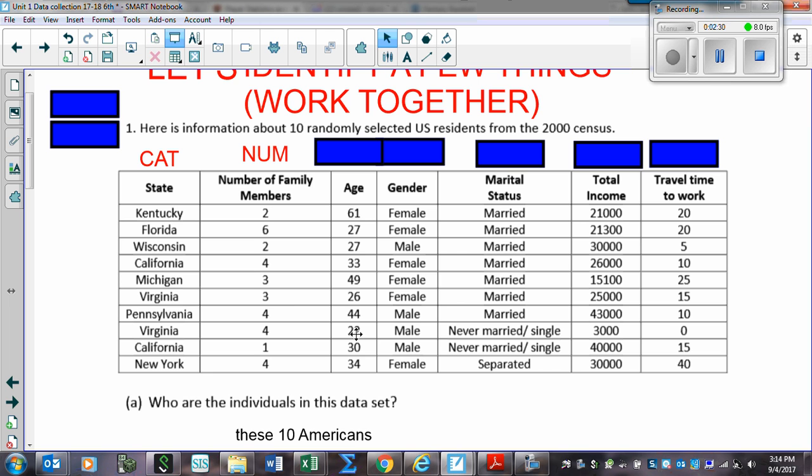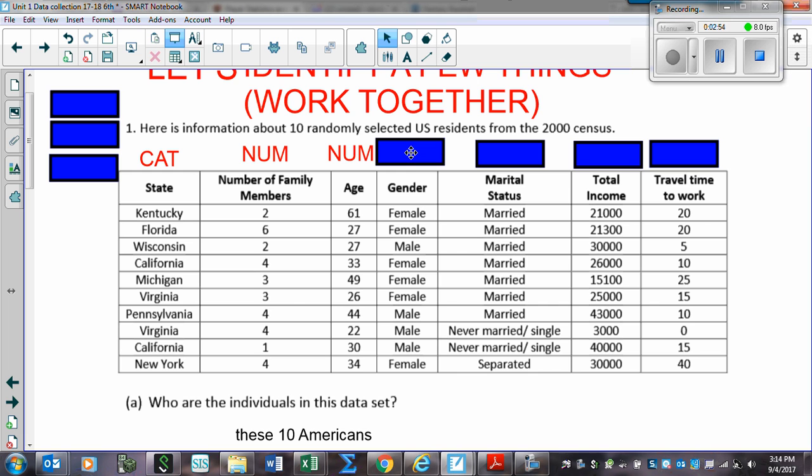Age is numerical. We express age with numbers, and order matters. We know that it means something different to be 61 years old than 21 years old. So that's numerical data, and the units would be years. Most of the time when we talk about age, it's in years, but we want to make sure when we're doing problems we're careful to read what units we're working with.